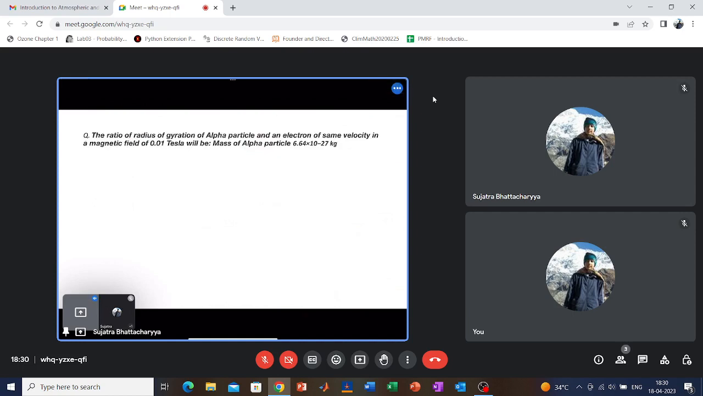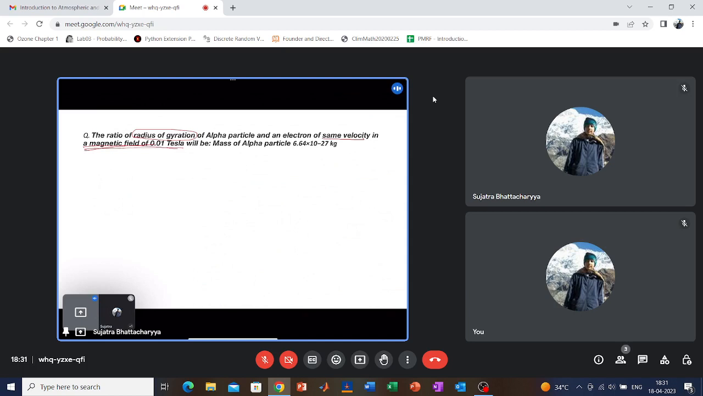The next question is: the ratio of the radius of gyration of alpha particle and an electron of same velocity in a magnetic field of 0.01 Tesla will be. Mass of the alpha particle is given, and we know the mass of the electron. The most important fact here is that we have to go to the radius of gyration. Number two is that it has the same velocity and the same magnetic field. It has not been stated that there is a same magnetic field, but ultimately both the alpha particle and the electron are moving in the same magnetic field.